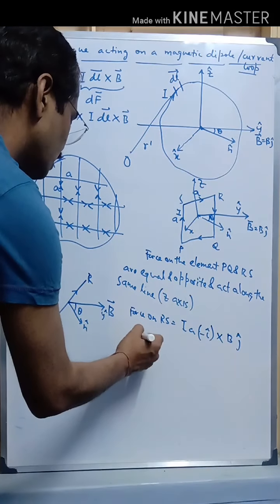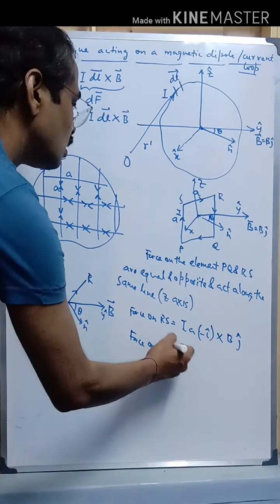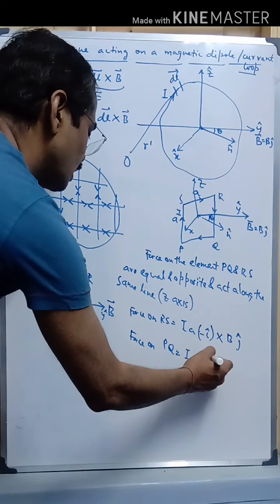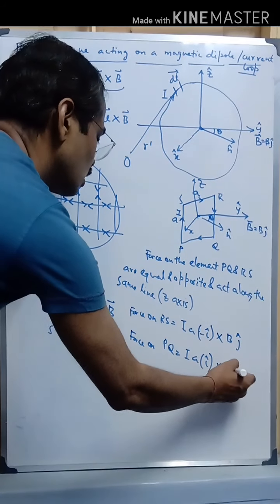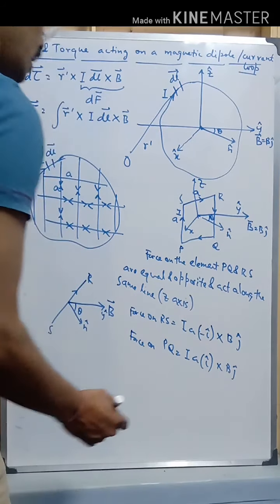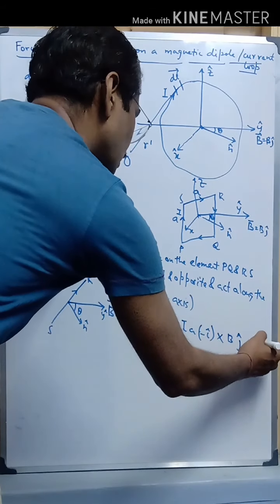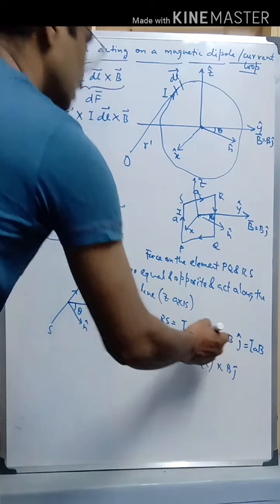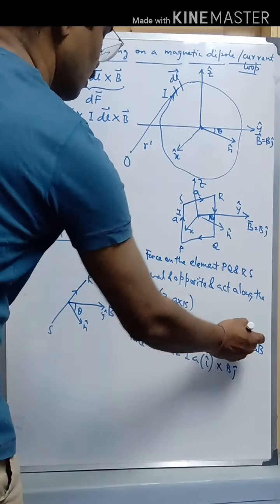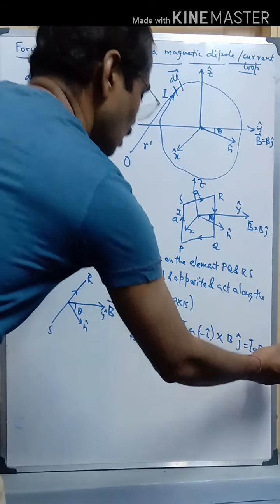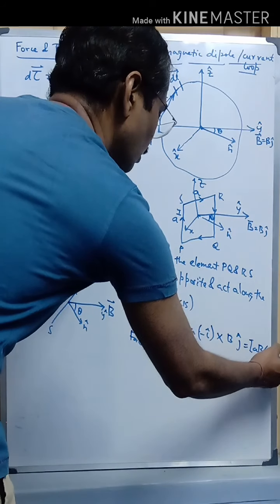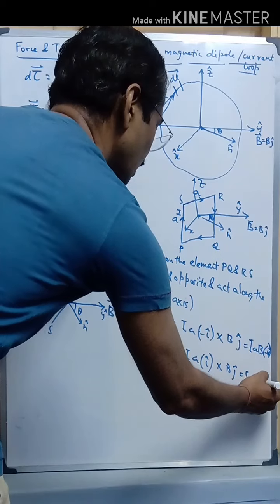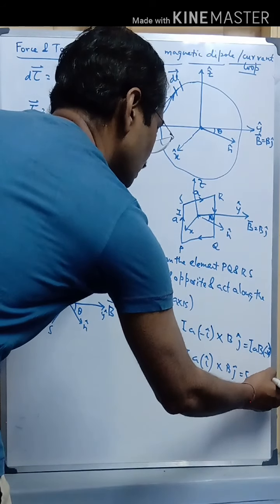In the same fashion, we can say the force on PQ is IA of (i cap cross B j cap), and we can write this as equal to IAB, and this is along the minus of i cross j, which is minus of k cap. So minus of k cap, and this is IAB of k cap.